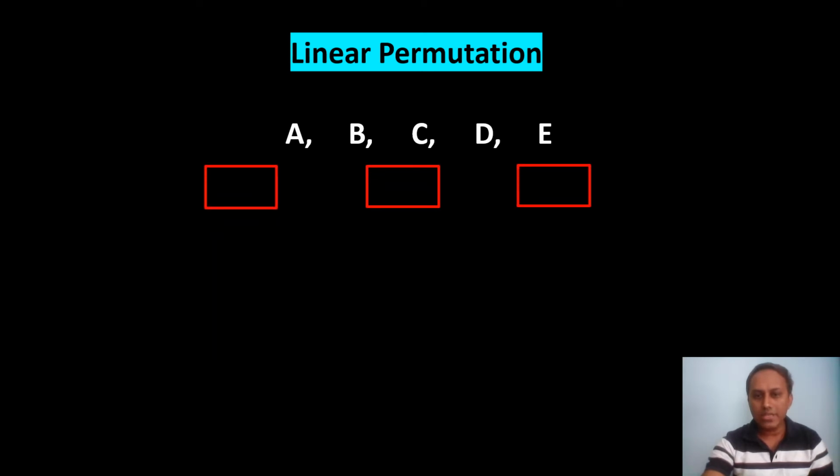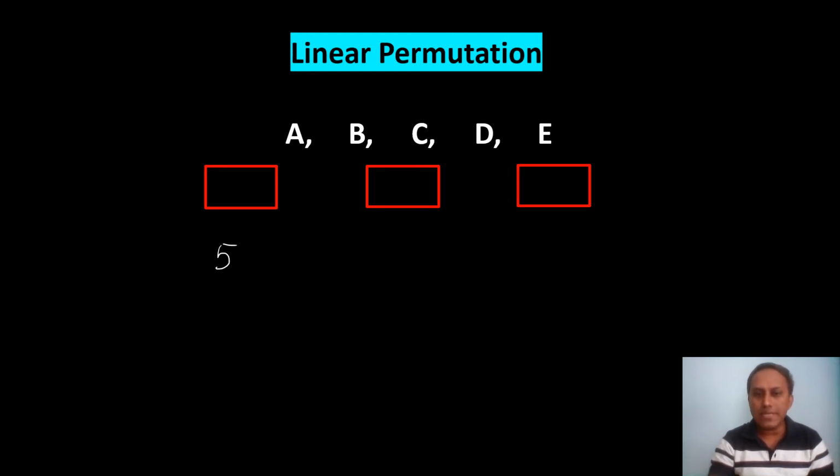So, linear permutation. Let us say there are 5 persons A, B, C, D, E, and there are 3 chairs. They are playing a musical chair round. So the question is, how many ways can you fill these 3 chairs? The first chair can be filled in how many ways? 5 ways. Any of the 5 persons can sit in this chair.